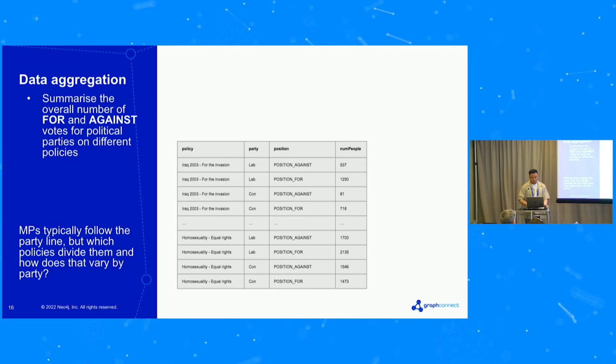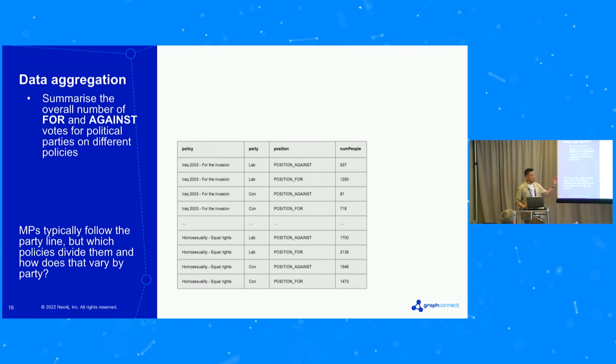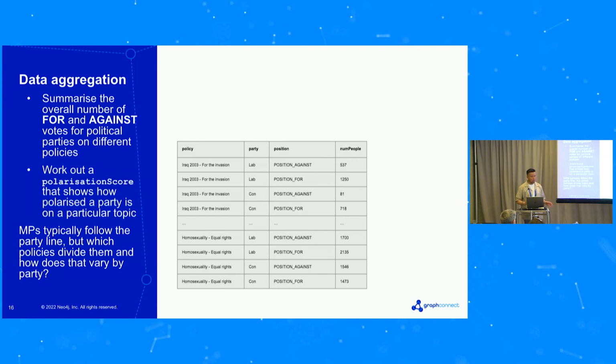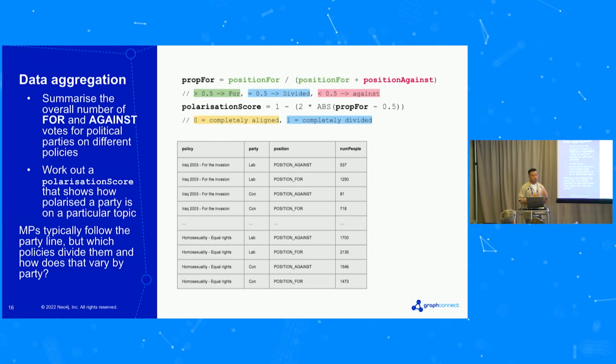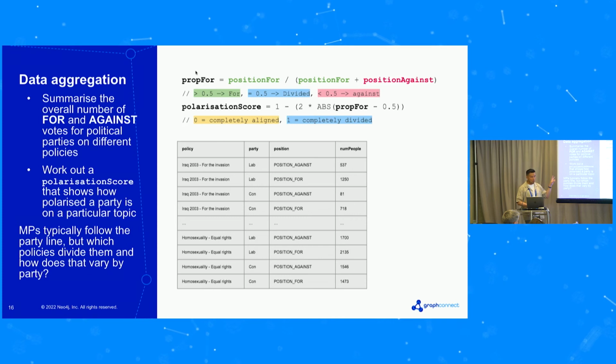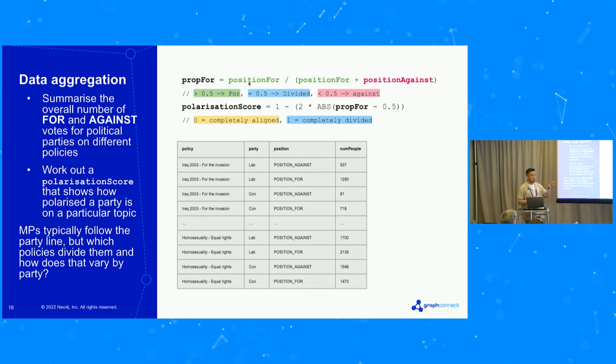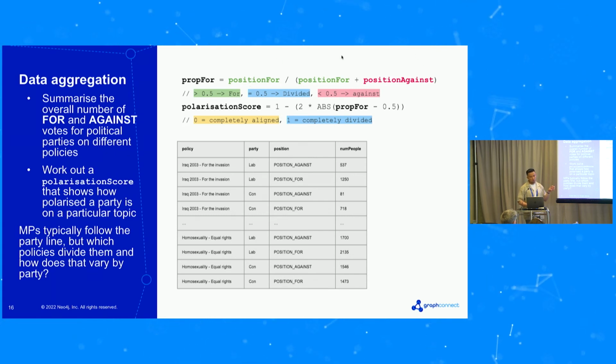So based on that, how can we pivot the data to reveal more useful information? For example, we can probably work out a polarization score that shows how polarized the party is on a specific topic. So we can adapt these two expressions. For example, we can work out the proportion-for variable, which calculates the proportion of people who voted for, against the whole number. If the value is greater than 0.5, that means the party is for this policy.